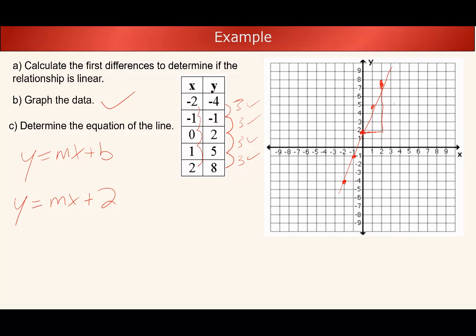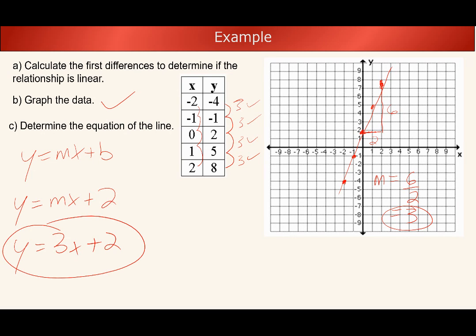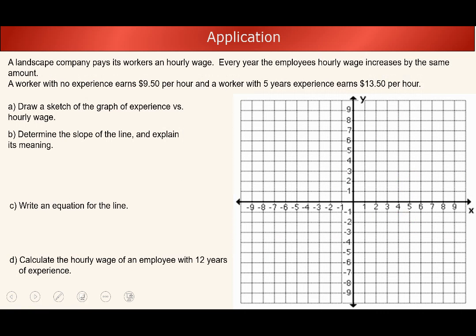2 up to 8 is a rise of 6, and it is a run of 2, because it's going to there. Started at 2, ended up at 8, so a run of 2, a rise of 6. So that means my slope, which I'm just going to write m here, is 6 over 2, which is 3. All right, so my equation of the line is y equals 3x plus 2, and done. And it's going to be about that easy.